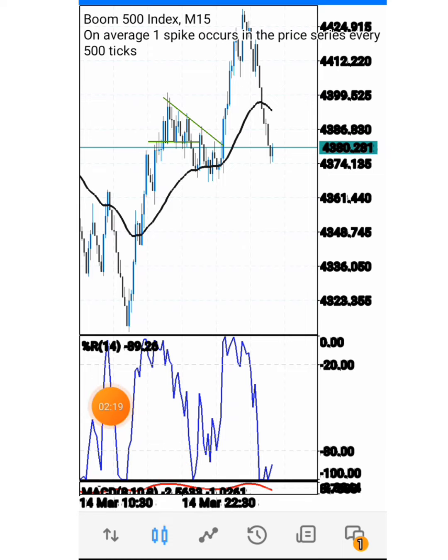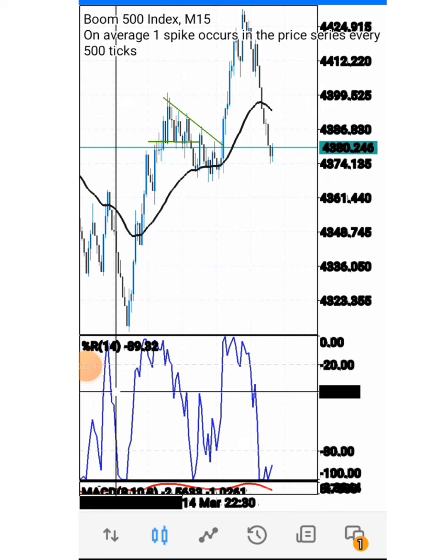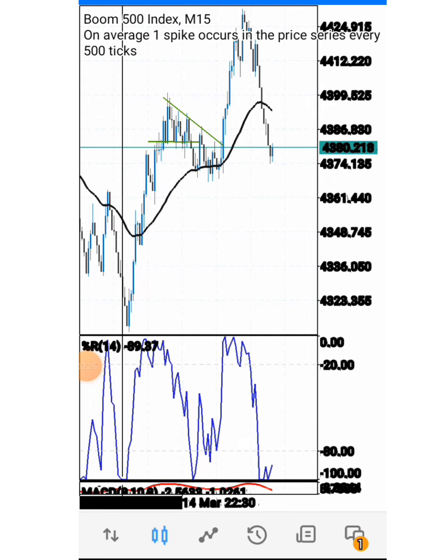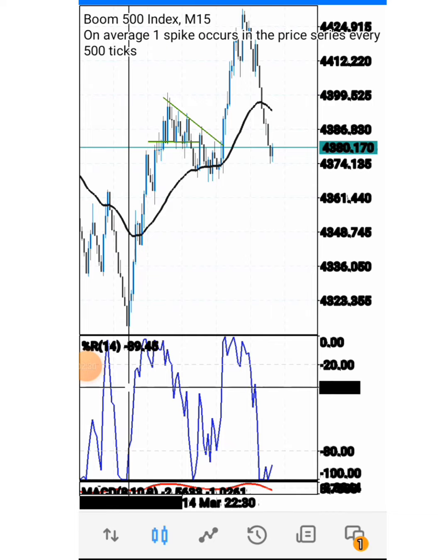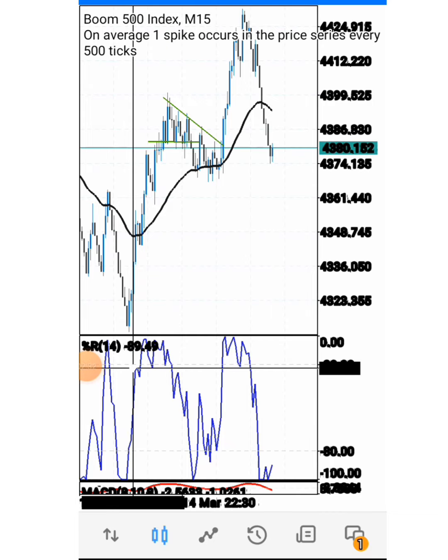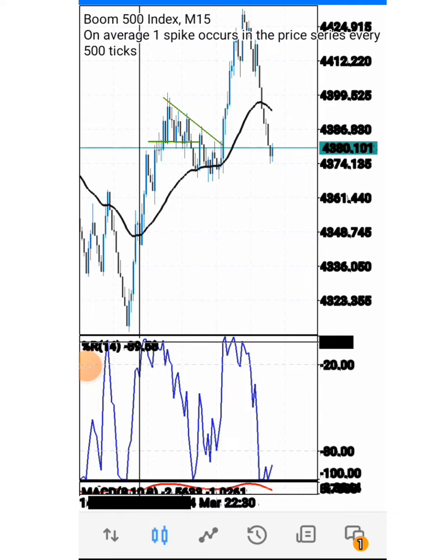You can see when this market reached here, it bought, and the spike kept on going until it reached the minus 20 level. It did a small pullback and reached the zero level. So in this strategy, you can use it to catch a spike and also use it to scalp the candlestick.